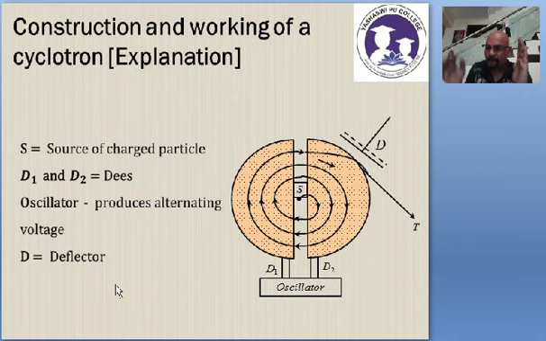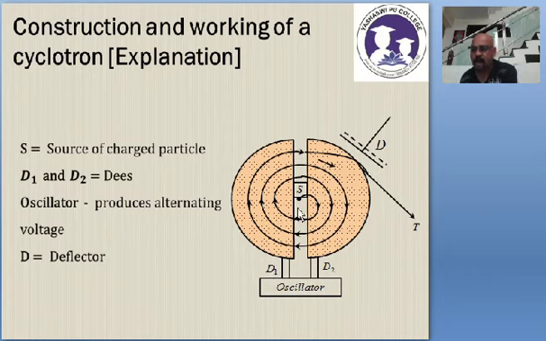So it is hollow. Now imagine two discs, D1 and D2, connected to the oscillator. Oscillator means AC source, alternating current source, not DC. You have connected D1 and D2 to the oscillator.